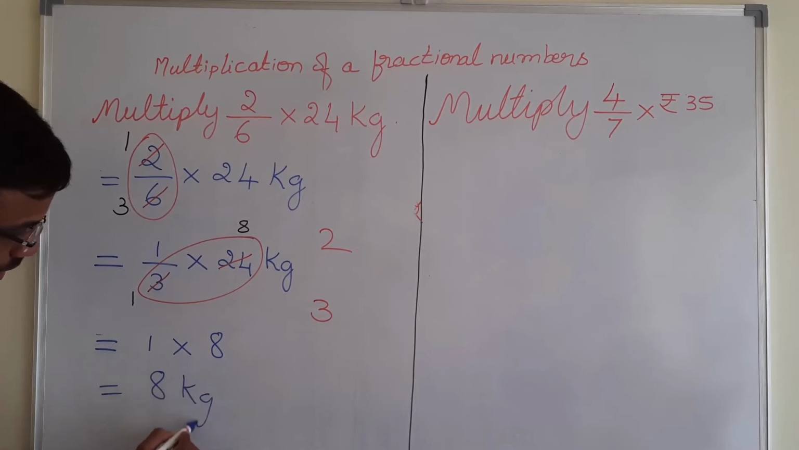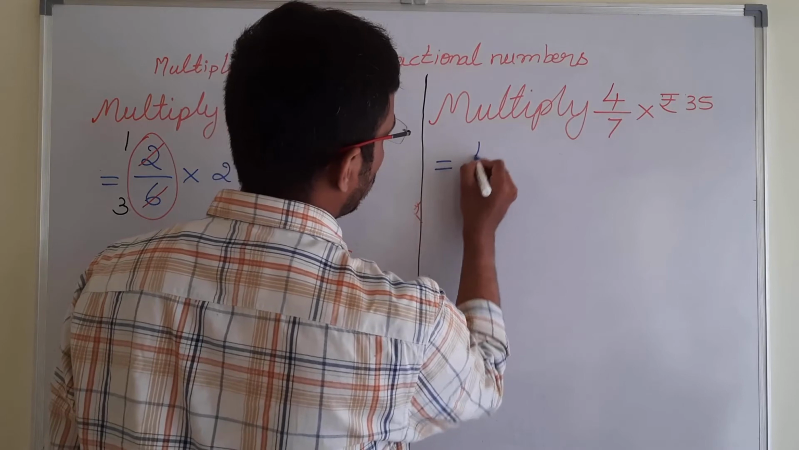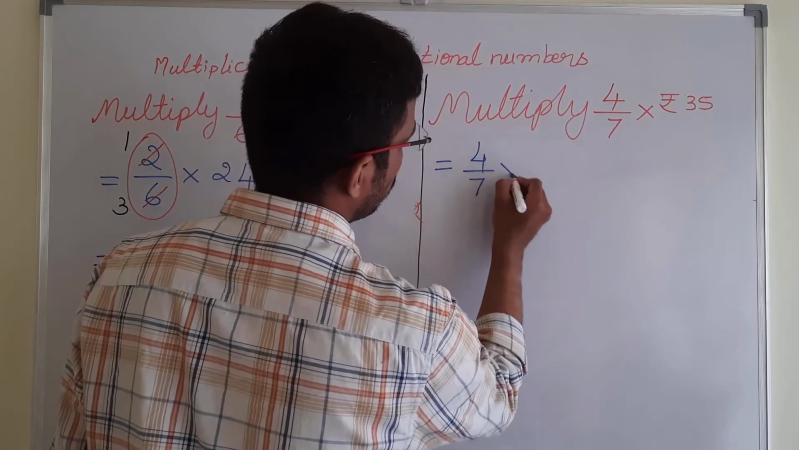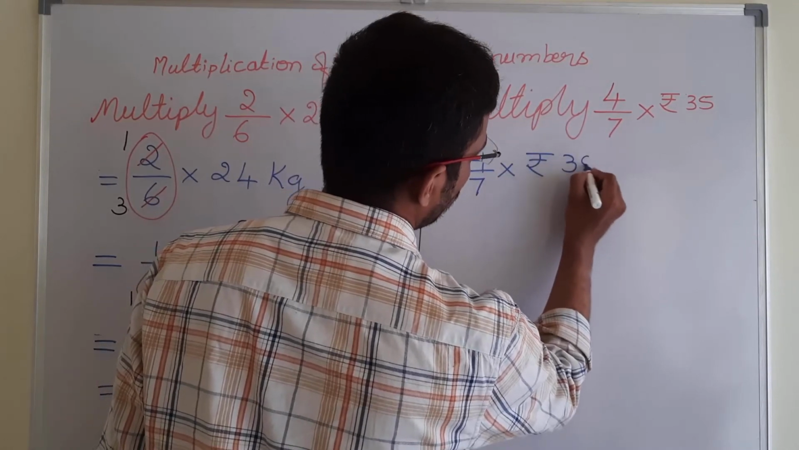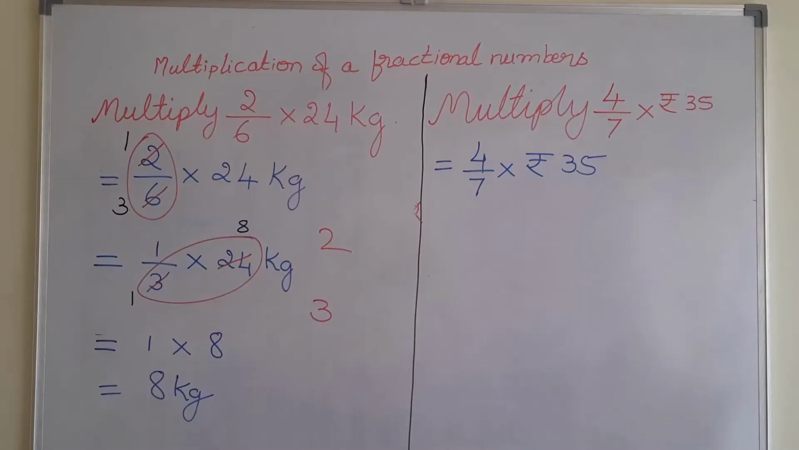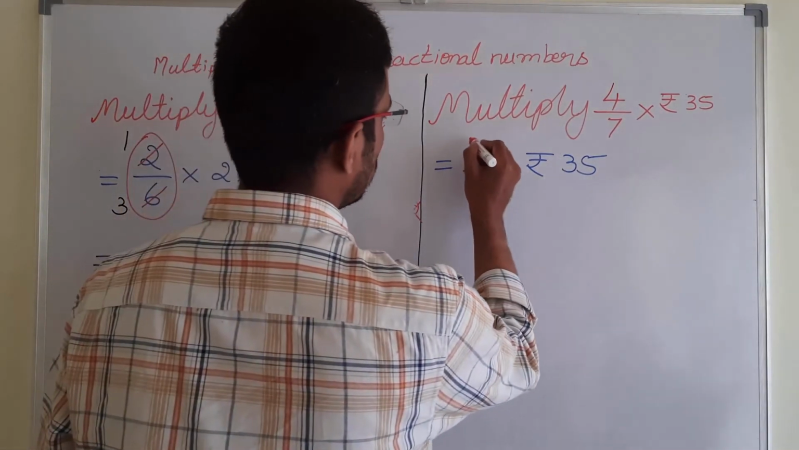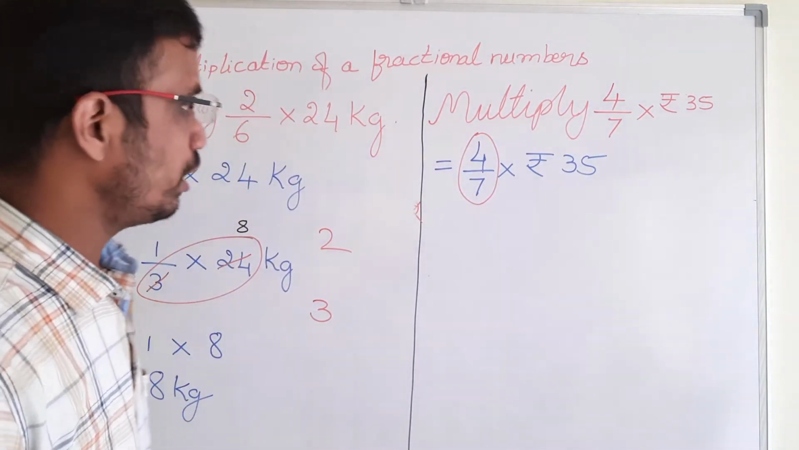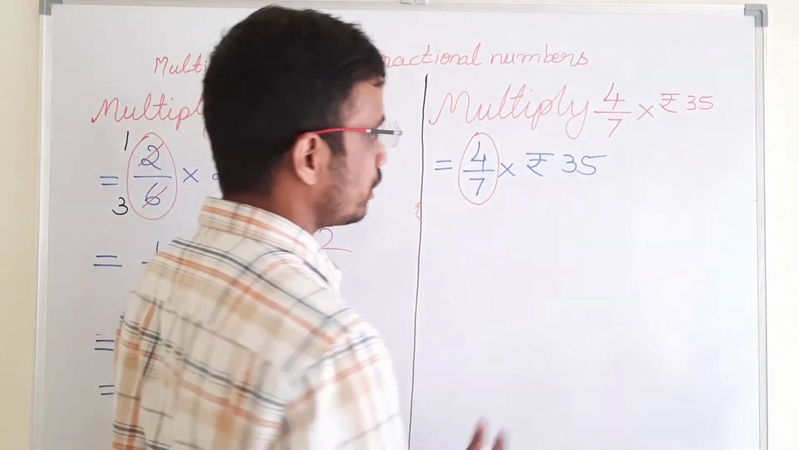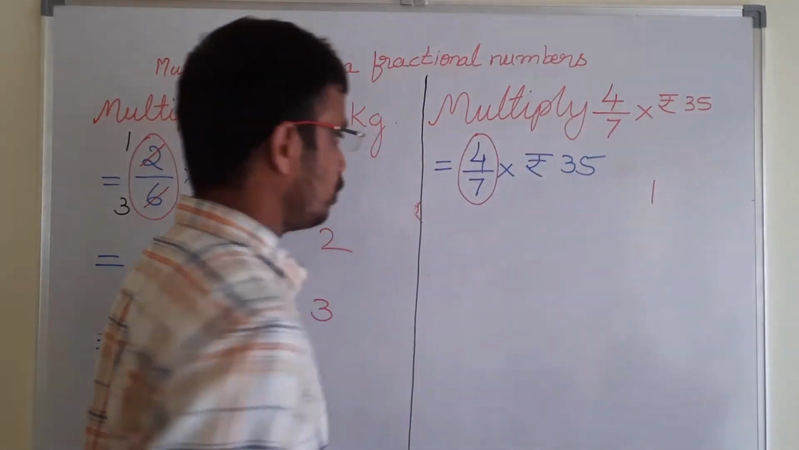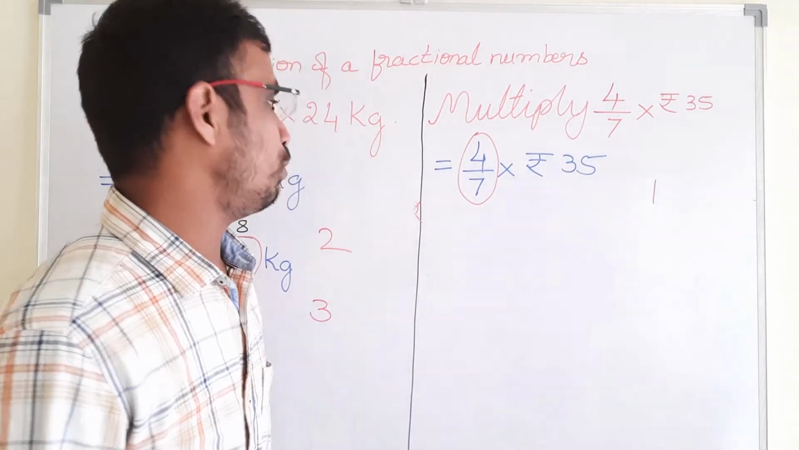This is the case. Let's take this problem. First I will write the fraction 4 by 7 multiplied with rupees 35. As I discussed in the previous videos, first we need to check whether the given fraction is in the simplest form or not. As you can see, this 4 and 7 don't have any common factor except 1. Because of that, we will say that this 4 by 7 is in the simplest form.